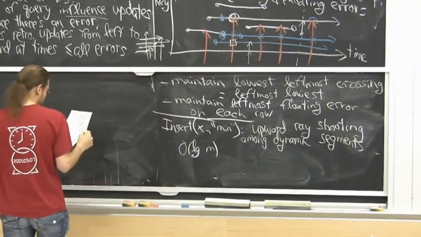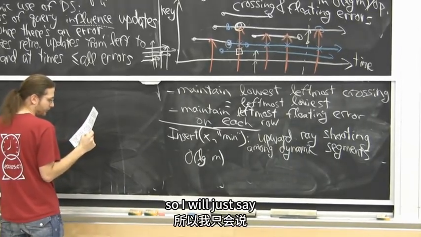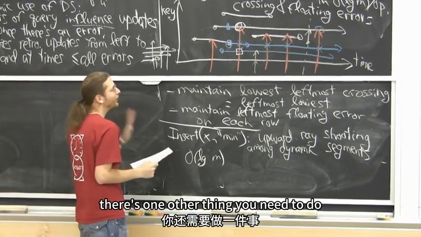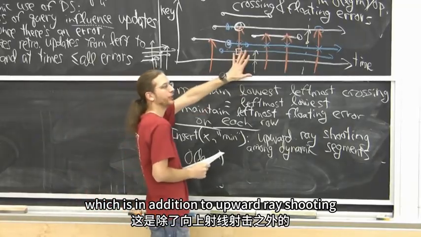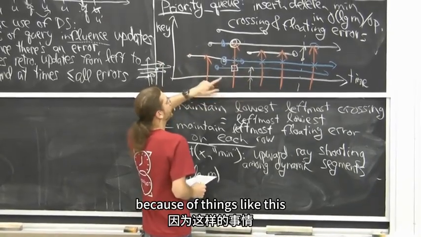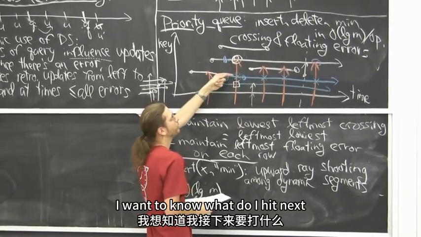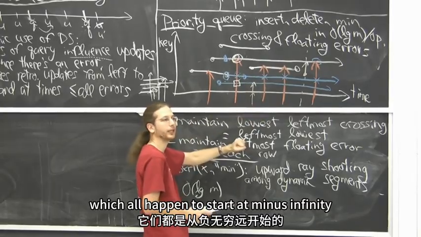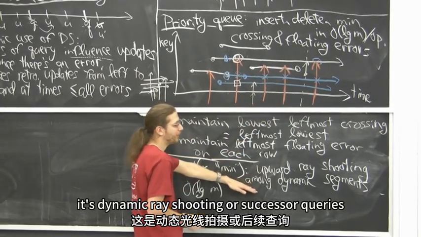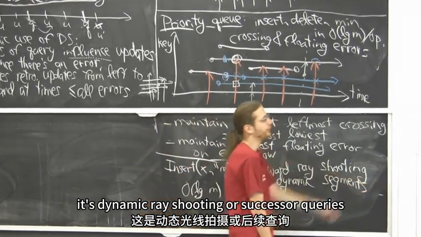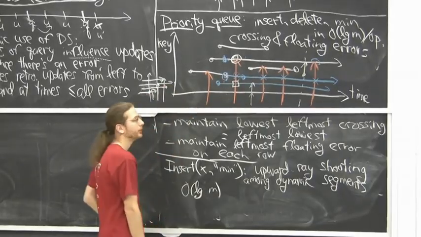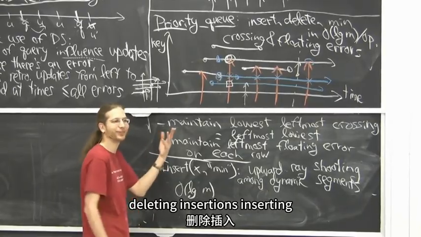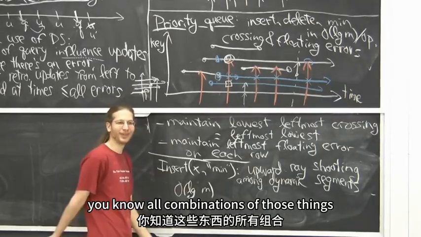Out of time. So I will just say the other cases are similar. There's one other thing you need to do, which is in addition to upward ray shooting, you have to do rightward ray shooting because of things like this. If I delete this deletion, I want to know what do I hit next. So that's a rightward ray shooting among dynamic segments, which all happen to start at minus infinity. So it's again, it's dynamic ray shooting or successor queries, but in X instead of Y. So with those tricks, you can do all of the cases of inserting, deleting insertions, inserting, all combinations of those things.